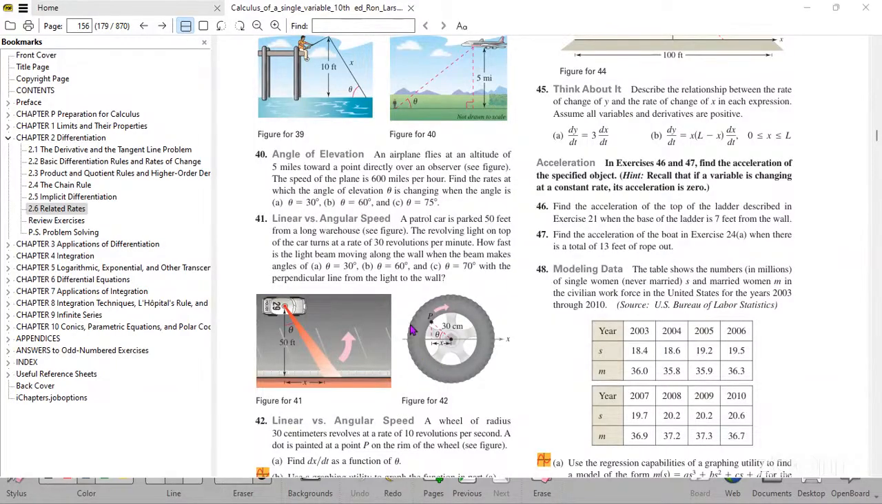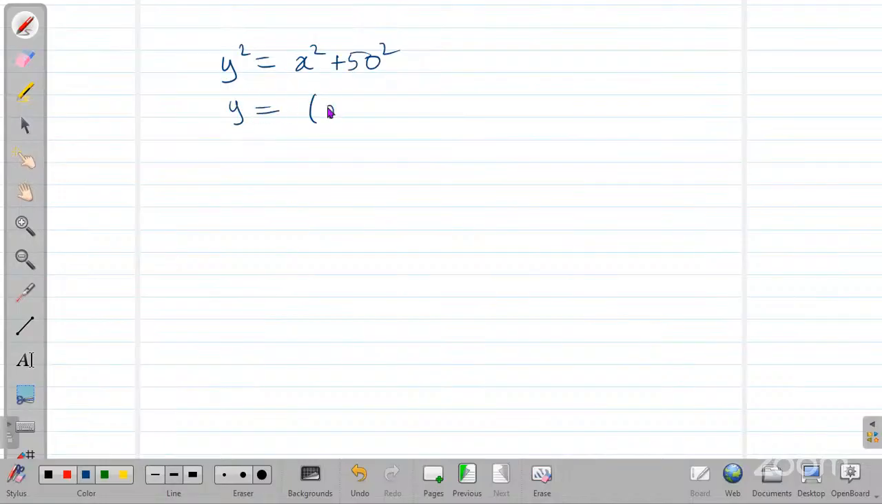Okay. Now, the light beam, we can just make it as the length, the distance here. Light beam, we'll take it as y. So y square is equal to x square plus 50 square. So y is equal to x square plus 50 square to the power half. I can write this as x square plus 2500, the entire square root. I'll just write the power as half itself.